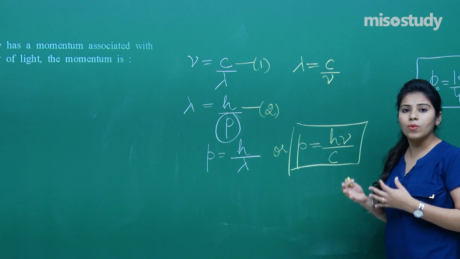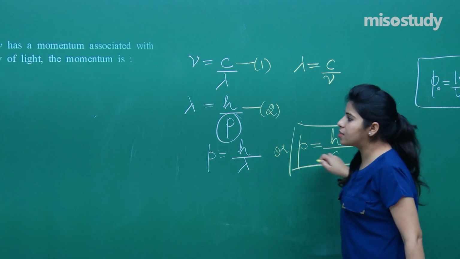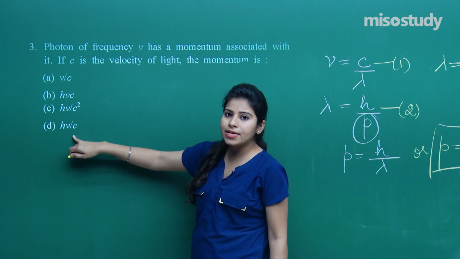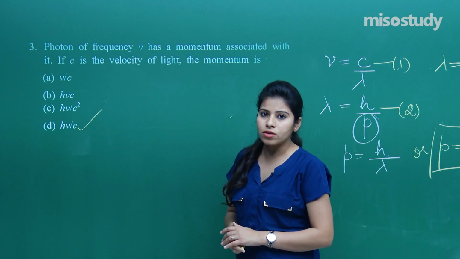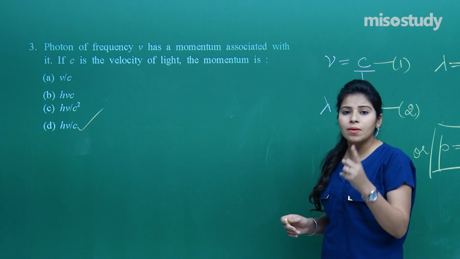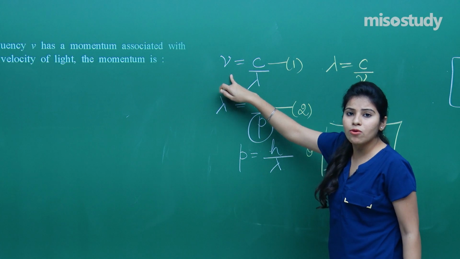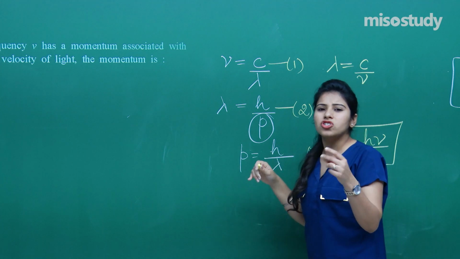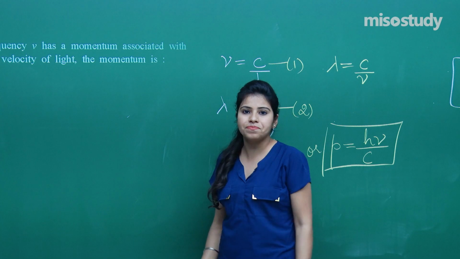Now let us see whether there is any such option. The answer is h nu by c. Is there an option? Yes, option D says h nu by c, so this is your correct answer. How simple this question was. I was telling you that these are the basic things you should know: how to convert frequency into wavelength, and the relation between wavelength and momentum. These are small things you should know, and you can do the JEE Main question.